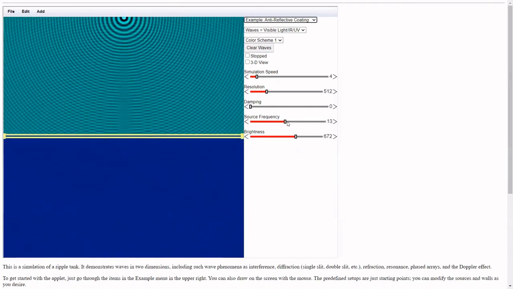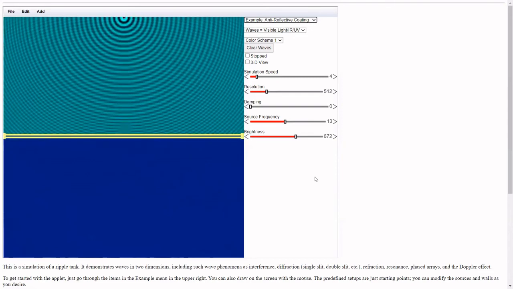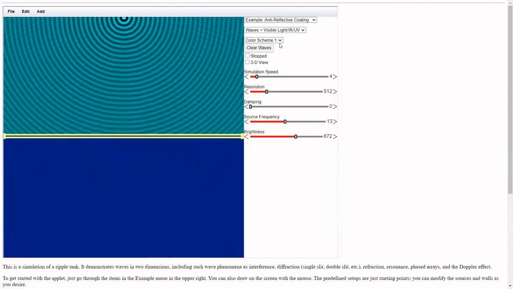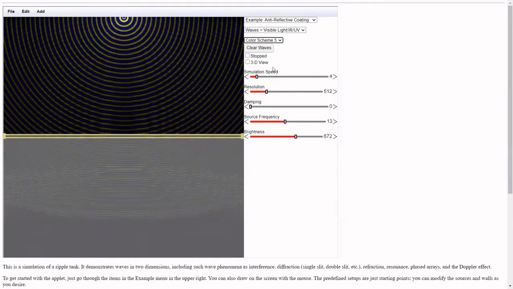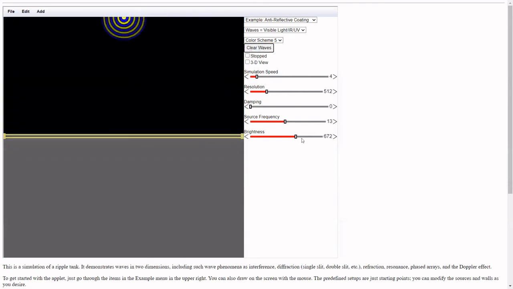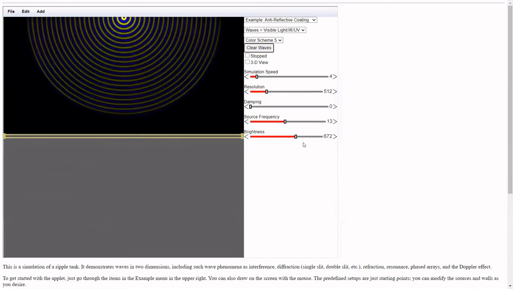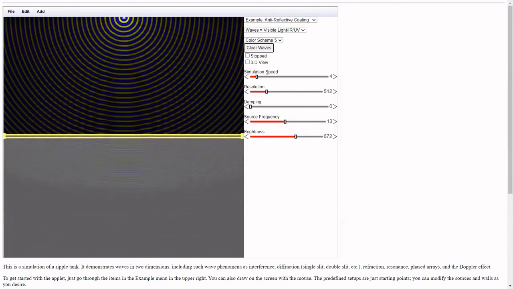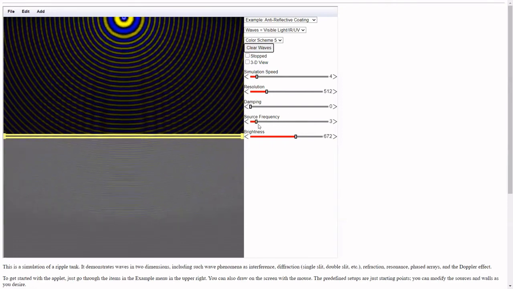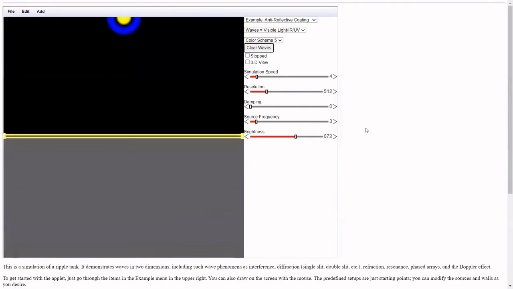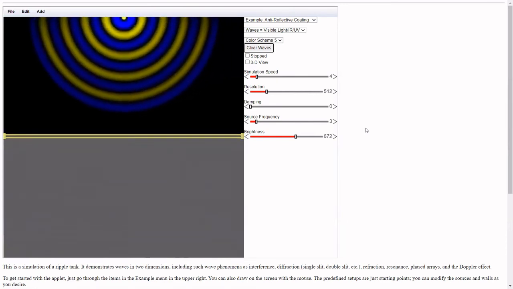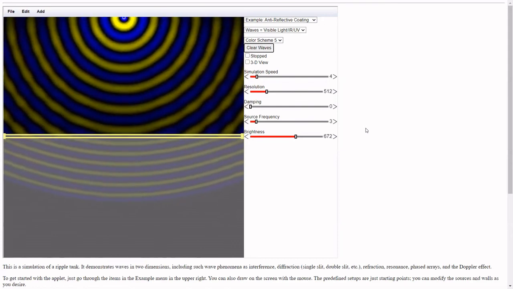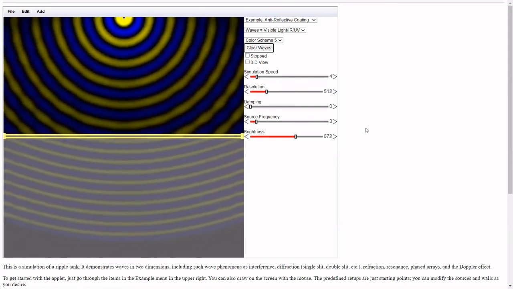What about a frequency somewhere in the middle? I'm still seeing reflections. Let's try a different color scheme. So I can clear the waves and start over. This will make it easier to see that there is reflection at the coating. All right, but if I go back to somewhere in the vicinity of the original frequency and start over, we'll see less reflection. Still a little bit because I don't remember exactly where the slider was, but you get the picture.